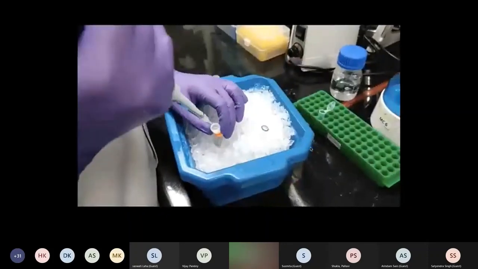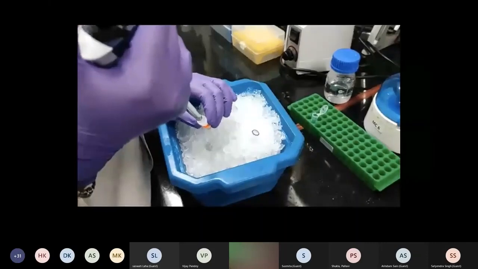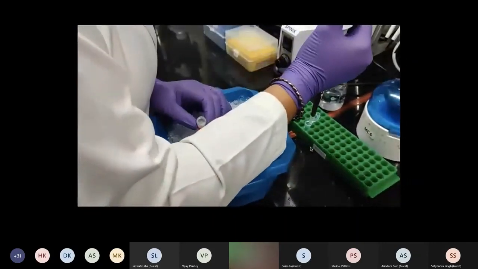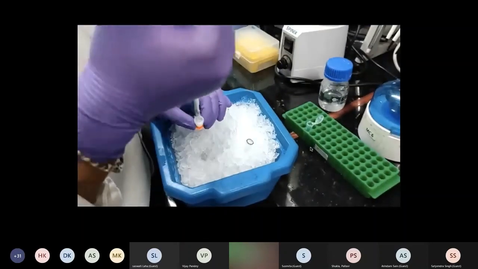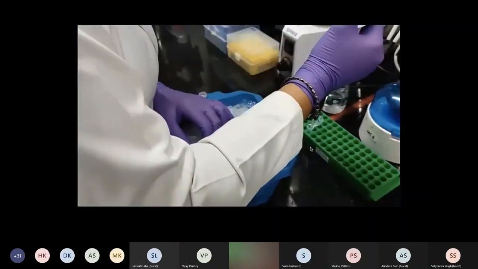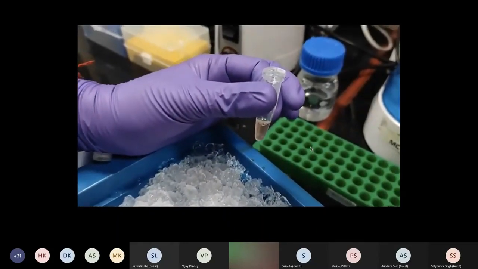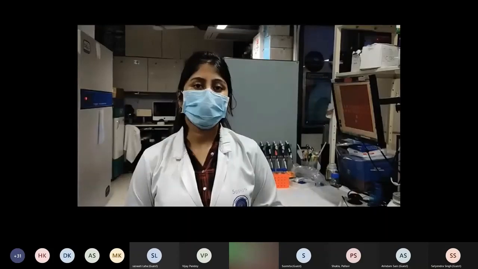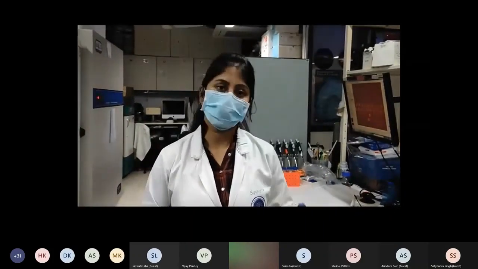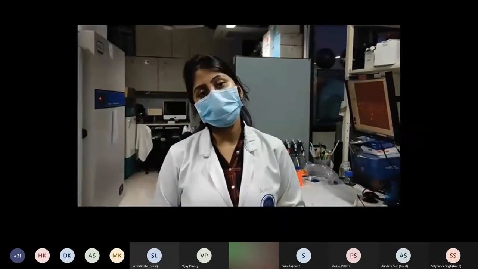Now the supernatant should be collected in a clean, fresh Eppendorf tube. This supernatant has all the proteins of this tissue. So this is the collected supernatant that has all the proteins. After getting this protein sample, it can be taken for downstream processes such as protein quantification and quality check, or it can be stored for further use.